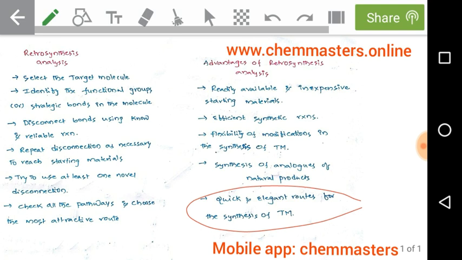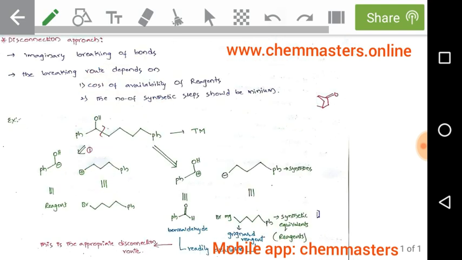Now, the disconnection approach to retrosynthesis. In the disconnection approach, first we need to do imaginary breaking of bonds of the target molecule. Next, the breaking route depends on the cost and availability of reagents, meaning synthetic equivalents, and the number of synthetic steps should be minimum in the breaking route. We need to follow that.